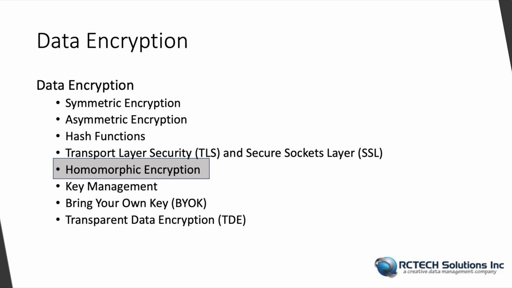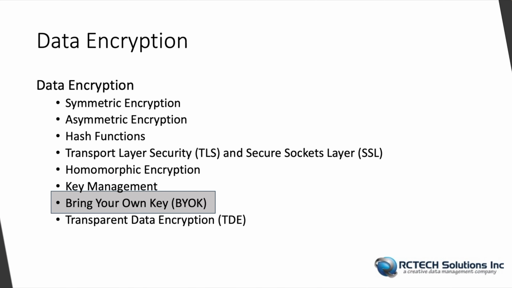Homomorphic encryption is an advanced encryption technique that allows computations to be performed on encrypted data without decrypting it. Key management is crucial for maintaining the security of encrypted data. It involves securely generating, storing, distributing, and revoking the encryption keys. Various techniques such as key wrapping, key rotation, and key escrow are employed to manage encryption keys effectively.